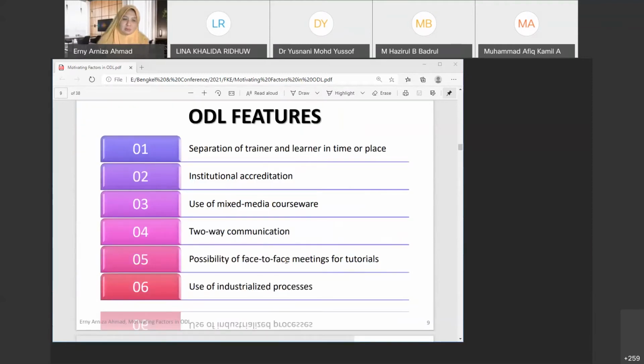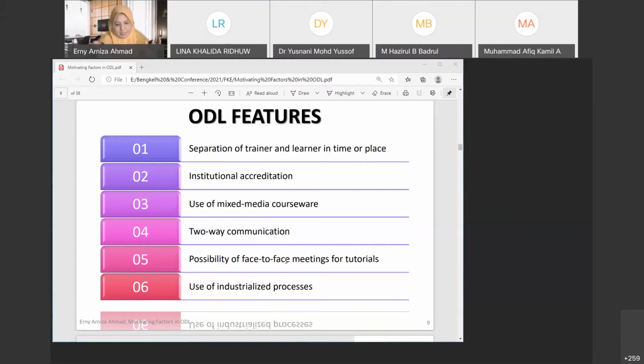So these are some of the features. Okay, so we'll see ada 6. Okay, first, nampak tak? Separation of trainer and learner in time workplace. Maksud dia, kata apa? Pemisahan antara pelajar dan juga pengajar. Okay, right, dari segi tempat dan juga masa.